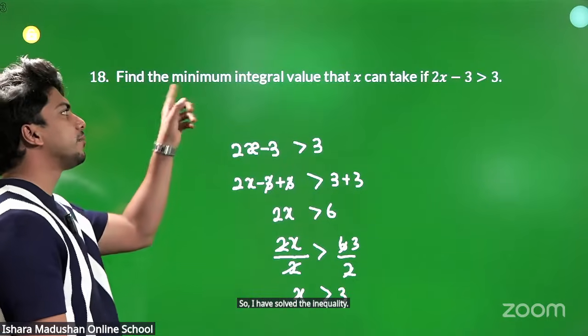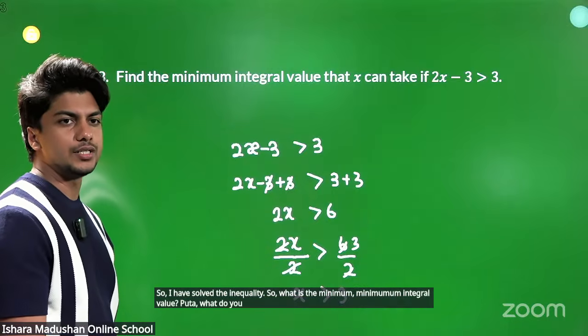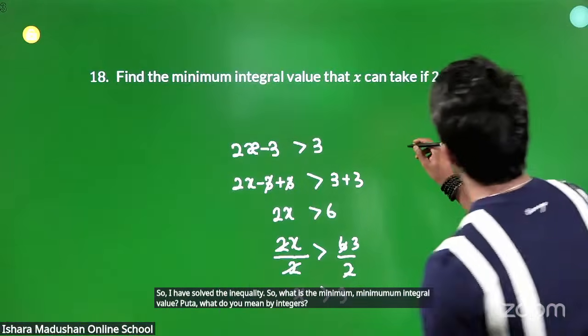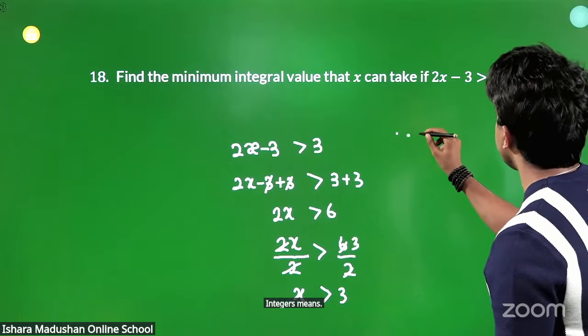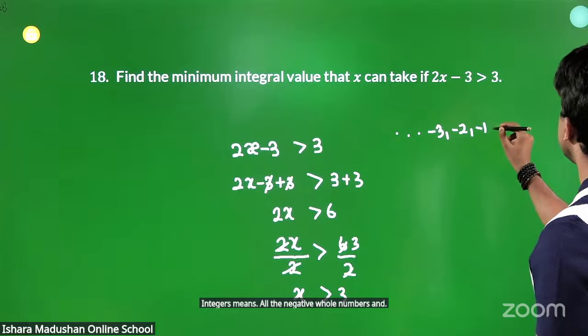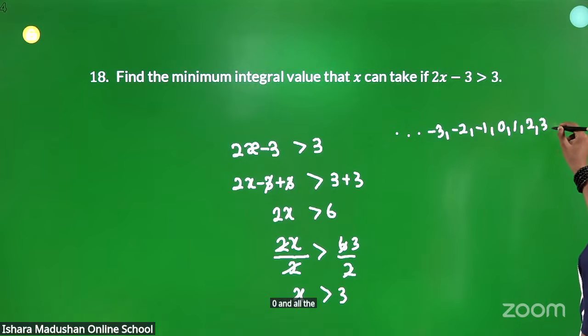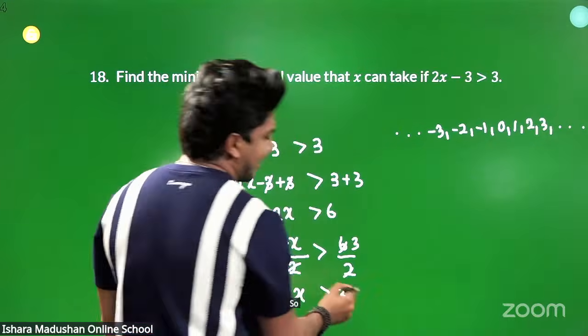So what is the minimum integral value? Putha, what do you mean by integers? Integers means all the negative whole numbers and 0 and all the positive whole numbers. These are the integers. So x is greater than 3.